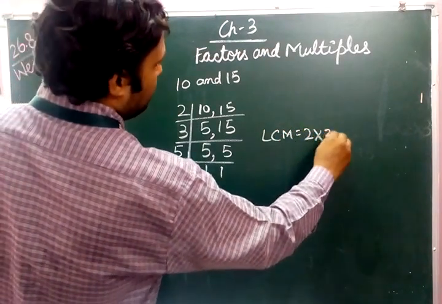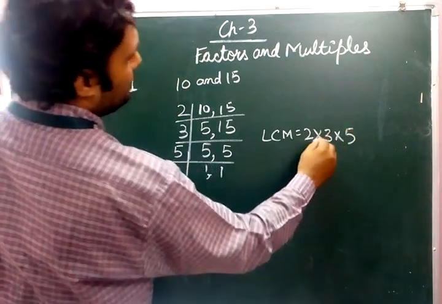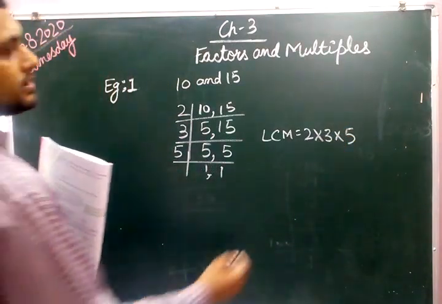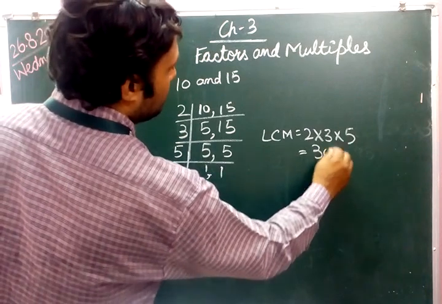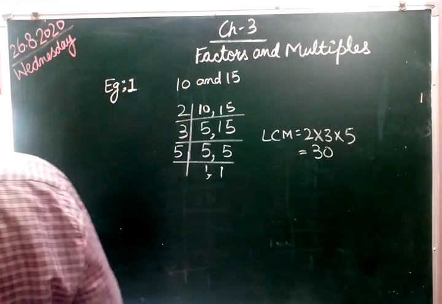2 multiplied by 3 multiplied by 5. 2 multiplied by 3 you get 6. 6 multiplied by 5 you get 30. So our answer is 30.